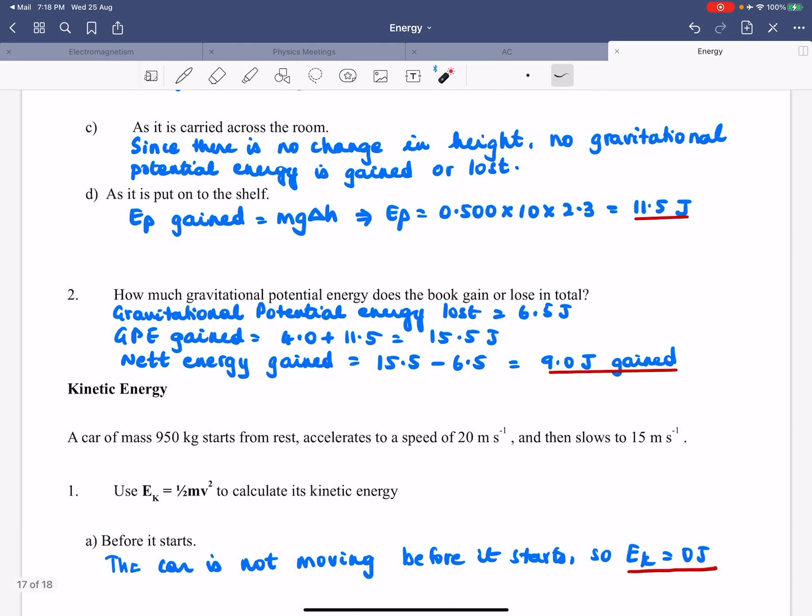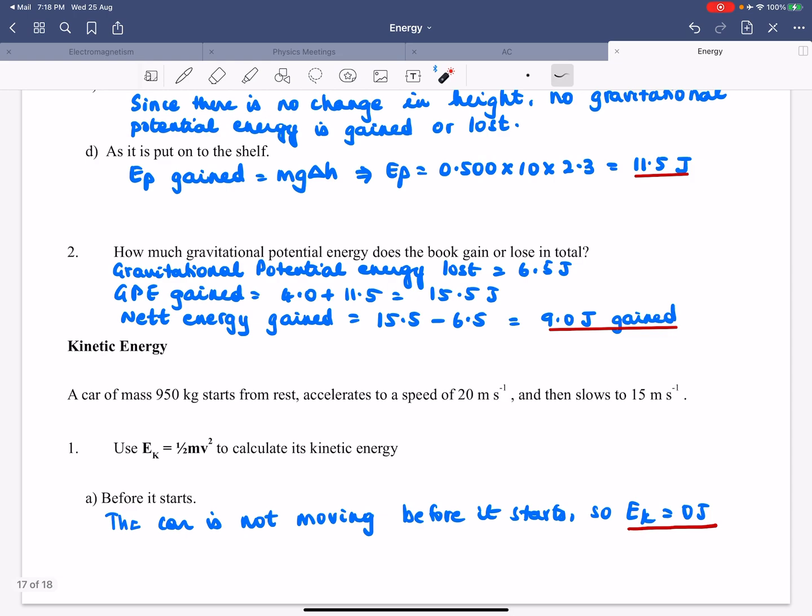And this is a totally different question. It's to do with kinetic energy. So a car of mass 950 kilograms starts from rest. If it's at rest, then your speed is 0. And it accelerates to a speed of 20 meters per second, and then it slows down to a different speed of 15 meters per second.